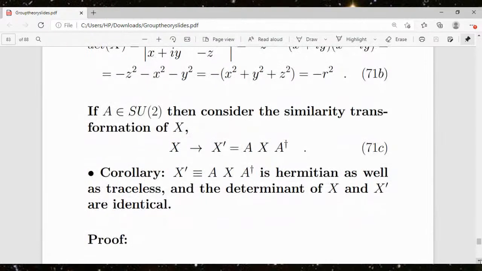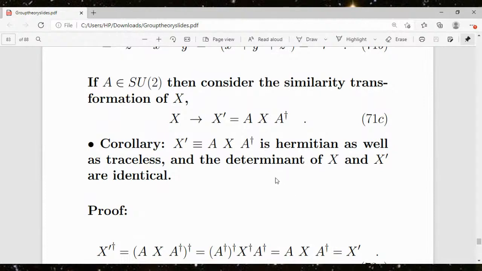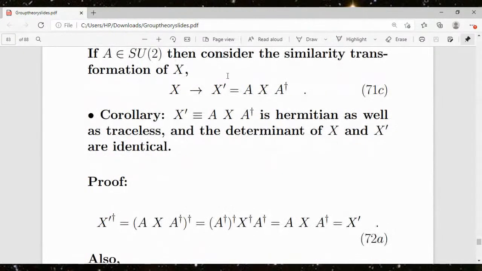Now I will prove a particular result, and the statement of the result is this. If X prime is equal to A X A dagger, that means X prime is related to X by a similarity transformation generated by an element of the SU2 matrix A, then X prime is also traceless, X prime is also Hermitian, and the determinant of X and X prime are identical. Okay? So let's prove that. First, let me prove that X prime is Hermitian.